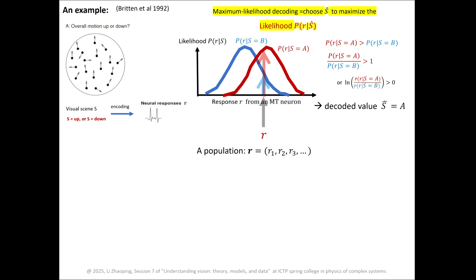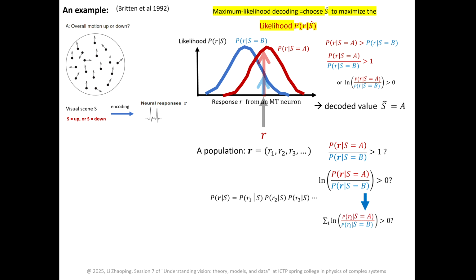If we have a population of neurons, the response R is now a vector with components R1, R2, R3, etc. from neurons 1, 2, 3, etc. And then to decode whether the input is A or B, we look at this likelihood ratio, where the response R is this vector. And we see whether this ratio is larger or smaller than 1, or whether this logarithm of the ratio is larger or smaller than 0. When the responses from different neurons are conditionally independent of each other, once the input S is given, whether this input is A or B, then the probability factorizes, meaning that the probability of the whole vector R is equal to the multiplication of the probabilities for each response component R1, R2, R3, etc. Then this log ratio becomes the summation of log ratios for each neuron, 1, 2, 3, etc. And decoding will be based on this value.